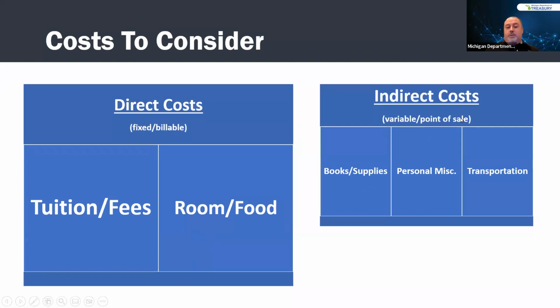Then there's also some other costs that are indirect. These can vary. They're variable or point of sale type of costs, but they're still school related. Books and supplies that are required, personal expenses, and transportation expenses. All things to keep in mind as we look at comparing cost compared to the student's financial aid, to know how much that student might need to come up with out of pocket through loans or through a payment plan of some sort.